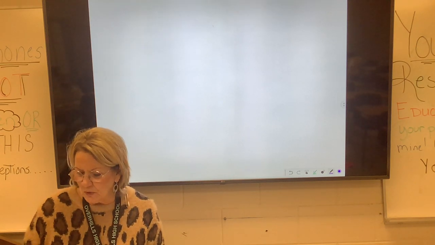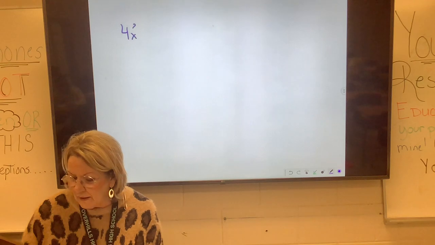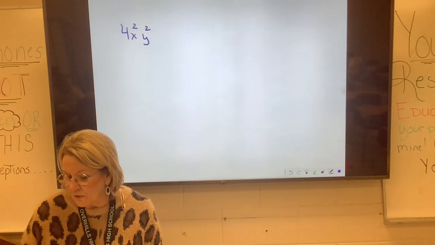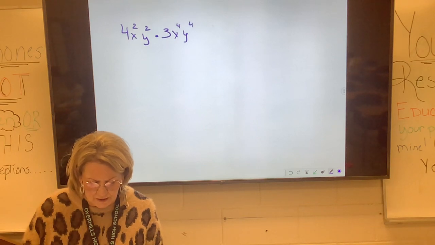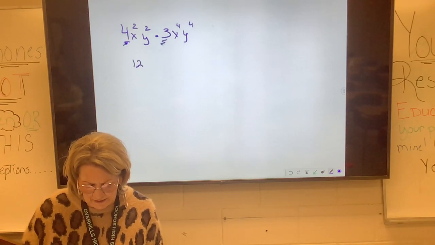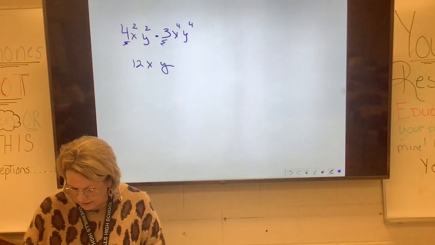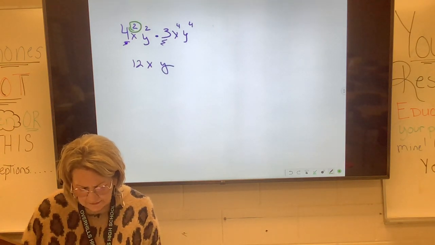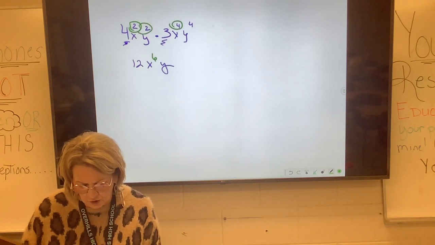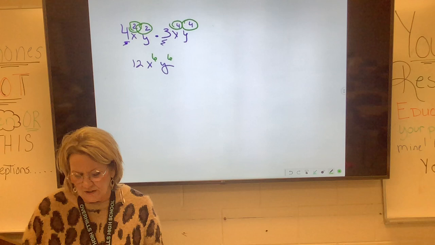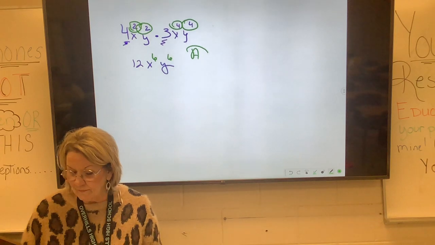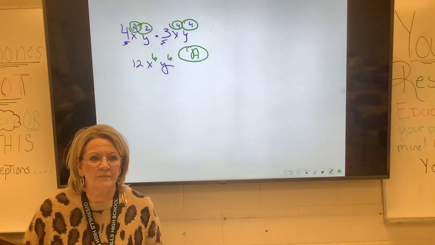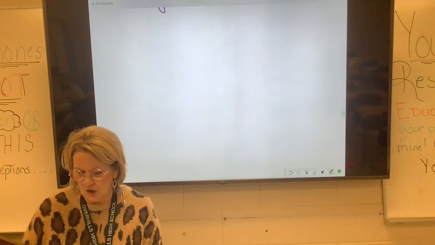Okay. Number 2: 4x^2y^2 times 3x^4y^4. Again, all I have to do is multiply my coefficients, which gives me a 12. I've got an x and a y. I'm going to add my exponents. X has a 2 and x has a 4, which gives me x^6. Y has a 2 and y has a 4, which gives me a 6. So the answer to number 2 is A. Any questions on that one? Okay, they haven't gotten hard yet.